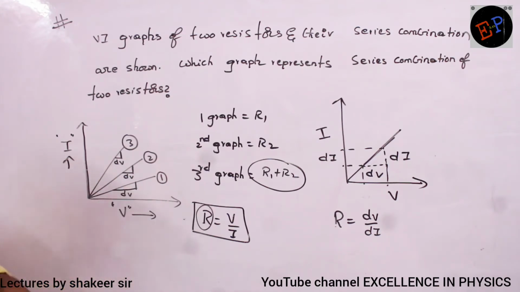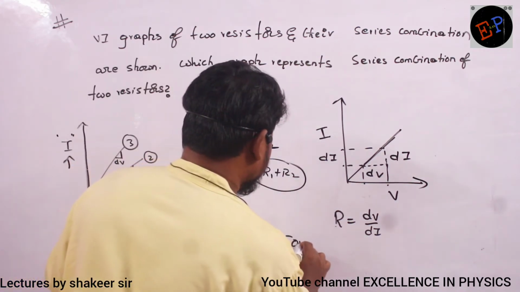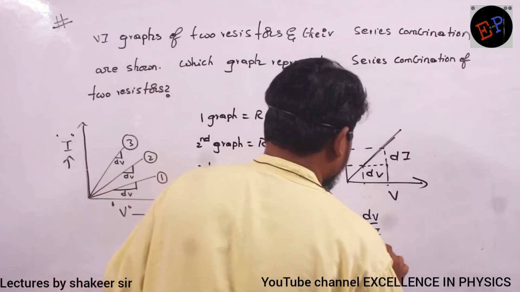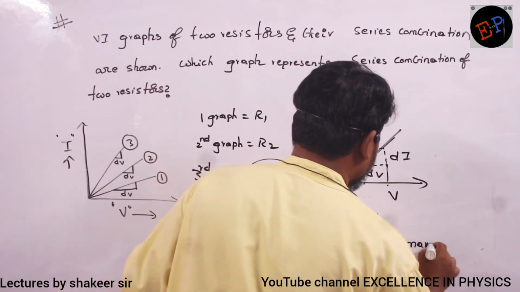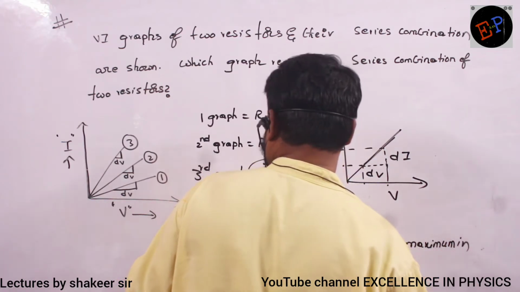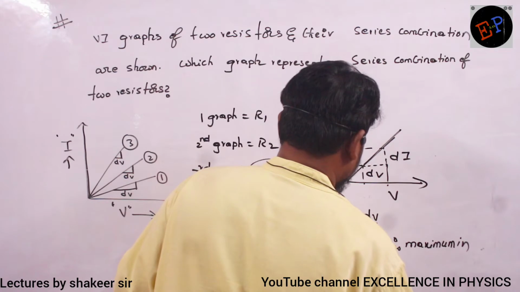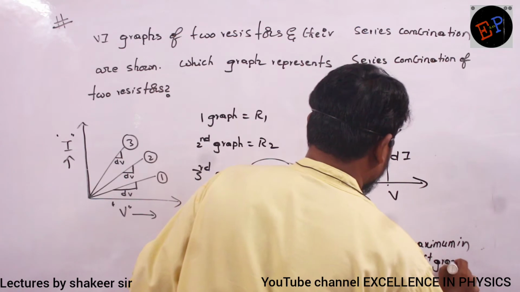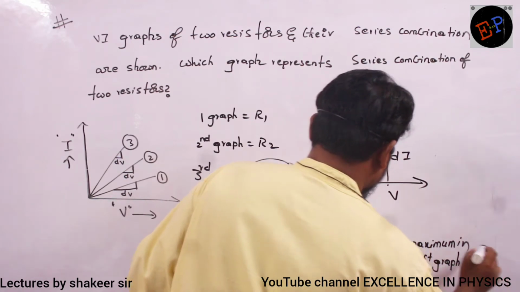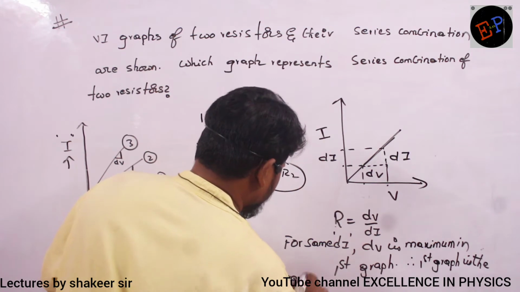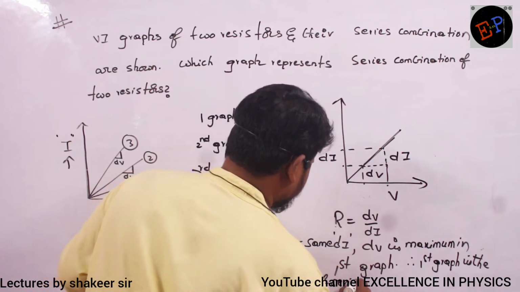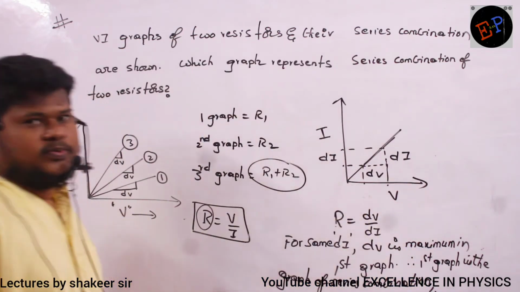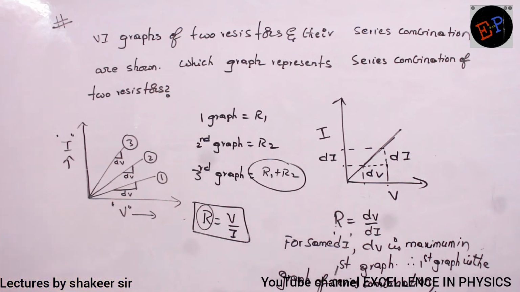Clear, no? So for the same dI, dV is maximum in which graph? dV is maximum in the first graph. Therefore, the first graph is the graph of series combination. That is my answer. Are you able to understand? That's all. So logical thinking is very important.